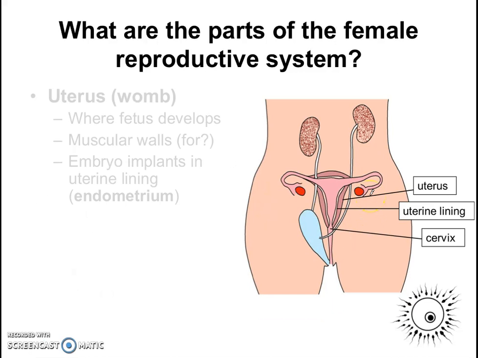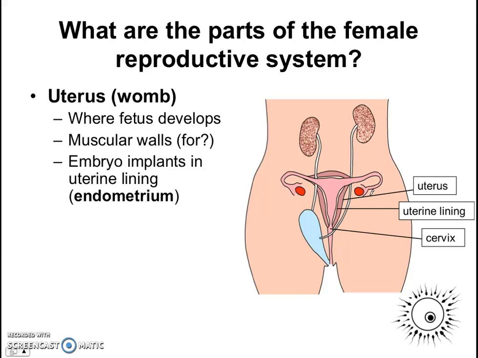Next we have the uterus, or the womb, and this is very important. It is the place where the fetus or the embryo develops. It has very muscular walls for contracting and pushing the baby out eventually. And it has a lining, the uterine lining, which is called the endometrium as well. That lining is where the embryo will implant itself so that it can continue to develop during the mother's pregnancy.